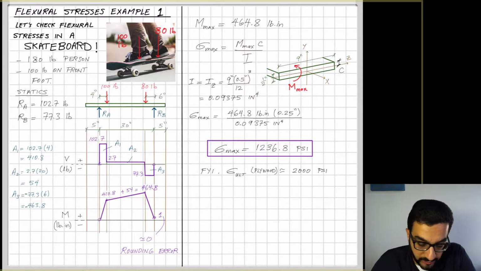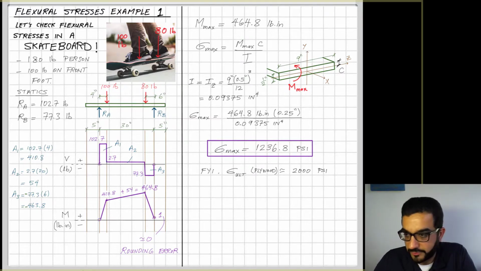So we have the maximum normal stress from the bending, sigma max. And one thing to note here, to get a sense of what this value is relative to the failure point: sigma ultimate of plywood, which most skateboards are made of, is 2000 psi. So considering the factor of safety, that sigma max might actually be a very critical point and might cause failure to the skateboard.